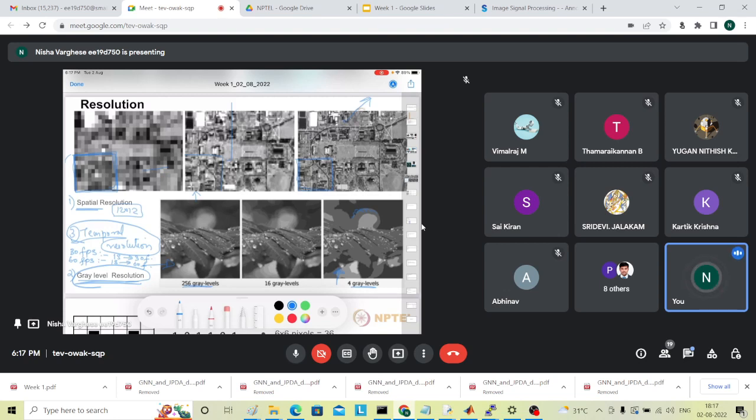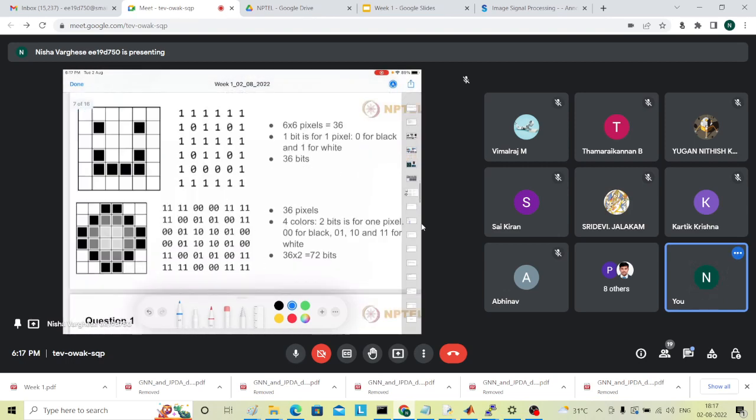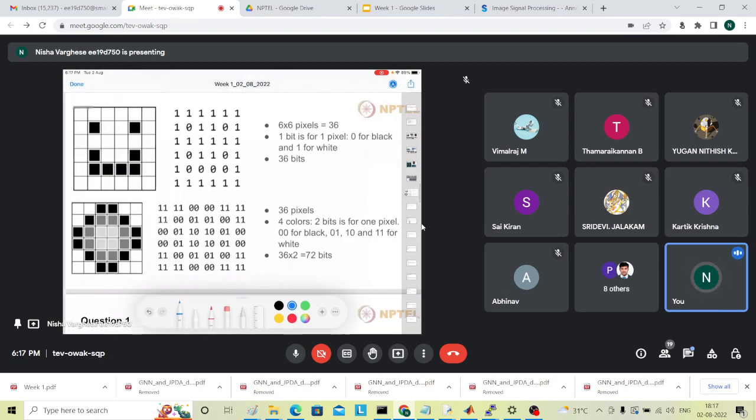Okay, then so we'll go to some maths. So let's take the first image. How many pixels are there? The first image, 6 by 6, 36 pixels. So the first image has 36 pixels, but the first image has only two colors, right? What are the colors? White and black. So the picture has only white color or a black color.